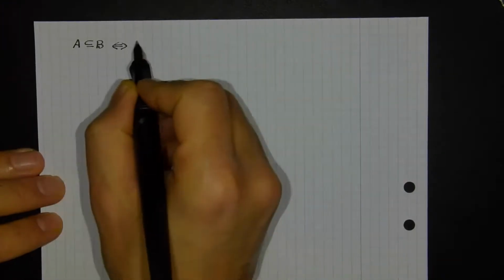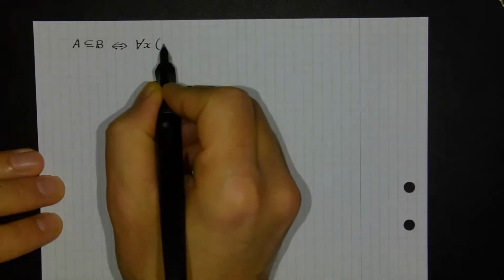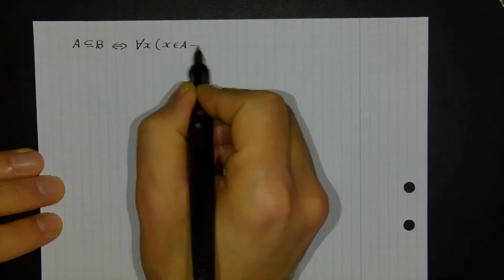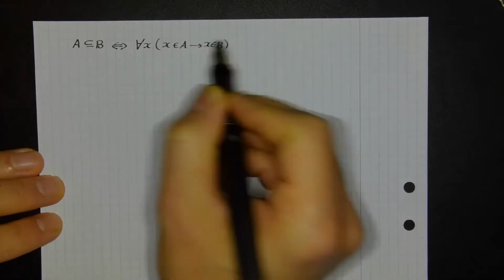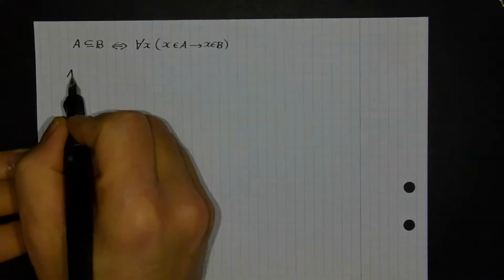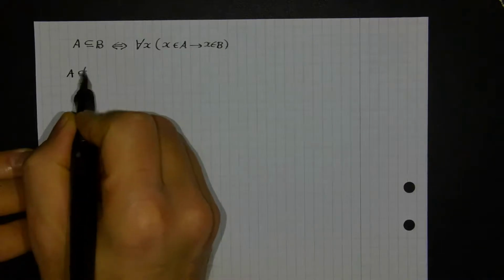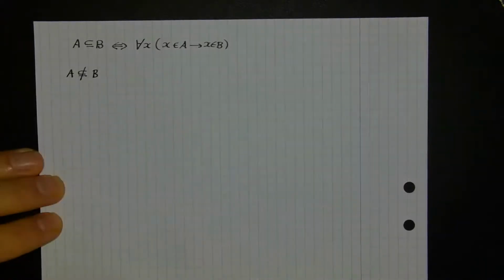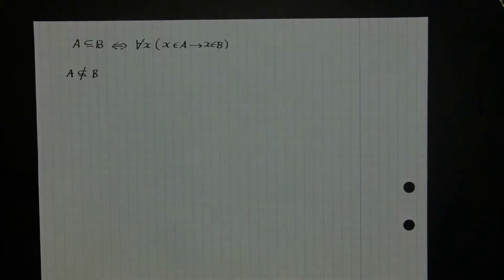Something I want to mention: I wrote that A is a subset of B means it's equivalent to this statement: for every X, if X belongs to A, then X belongs to B. Can you translate the negation of this for me? When I say that A is not a subset of B, what does this mean? Just say it in English words, then if you want, I can write it in mathematical symbols. What do you mean when I say that A is not a subset of B?